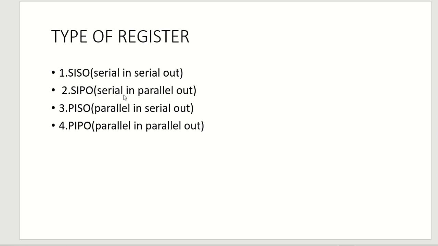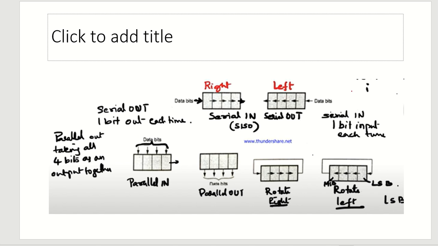There are four types of registers: SISO, SIPO, PISO, PIPO. SISO means serial in serial out register. SIPO means serial in parallel out register. PISO means parallel in serial out register. PIPO means parallel in parallel out register.